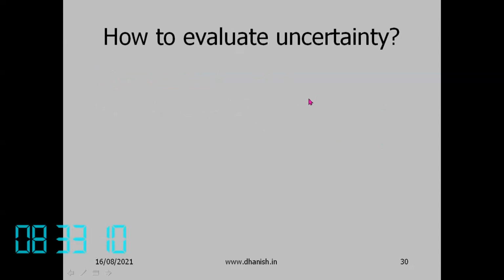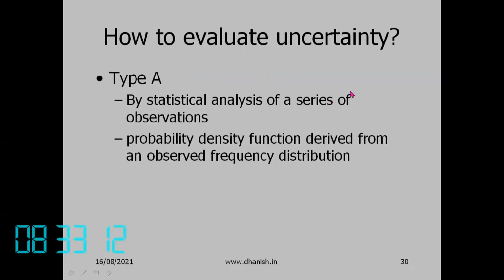Okay, so now we will come to how to evaluate uncertainty. In general, the standard permits two types of evaluations. The first is a type A evaluation. Type A evaluation is by statistical analysis of a series of observations. So you take a large number of observations and do some statistical analysis, and that is a type A evaluation.